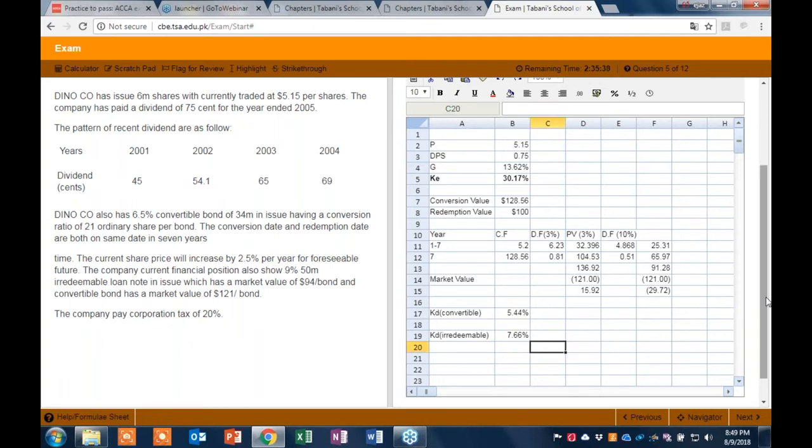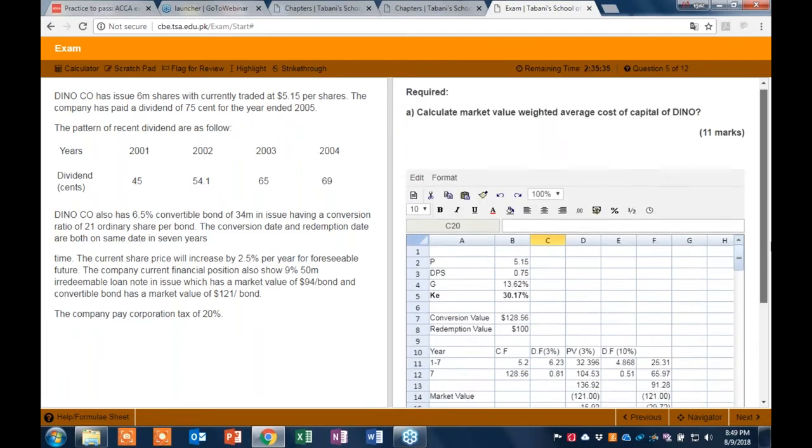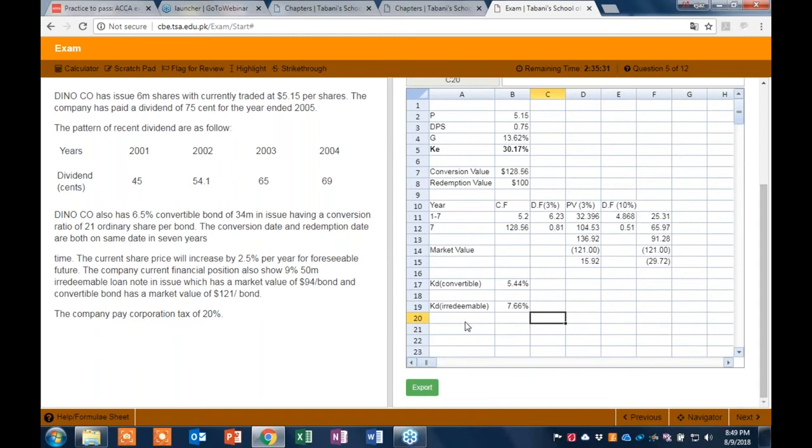So we've got all three types of sources of capital, and now we need to calculate the weighted average cost of capital. For the weighted average cost of capital, you know that we need weightage for all these types of sources. Dino has issued 6 million shares currently traded at 5.55. So let's first calculate market values. Firstly, the market value of equity, which is 5.15 into 6 million. We'll write it in thousands.